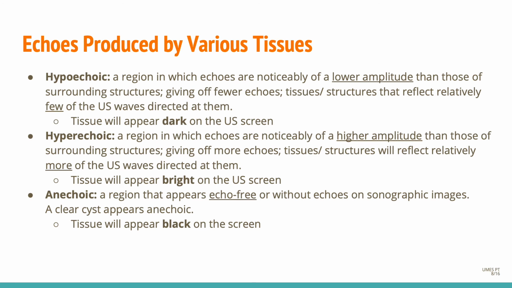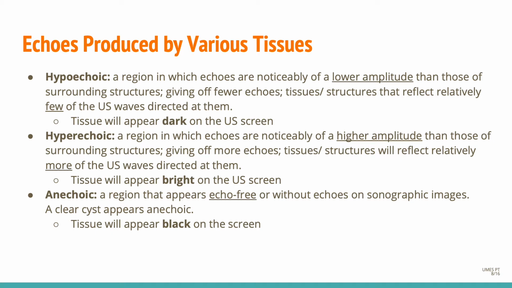Now I'm going to talk about the echoes produced by various tissues. Hypoechoic is a region in which echoes are noticeably of a lower amplitude than those of the surrounding structures. That means that they're giving off fewer echoes back to the transducer, and the tissue or structures reflect relatively few of the ultrasound waves directed at them. So all of these tissues will appear dark on the ultrasound machine, because they're not reflecting those sound waves back.